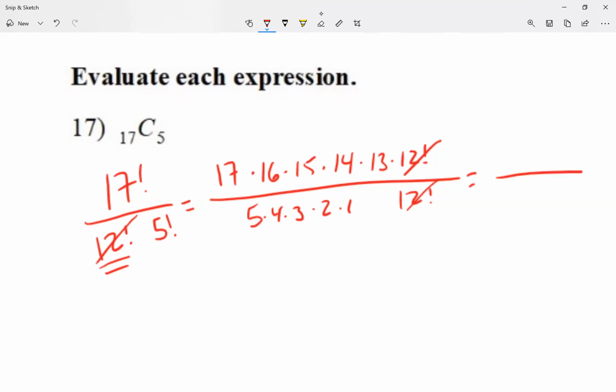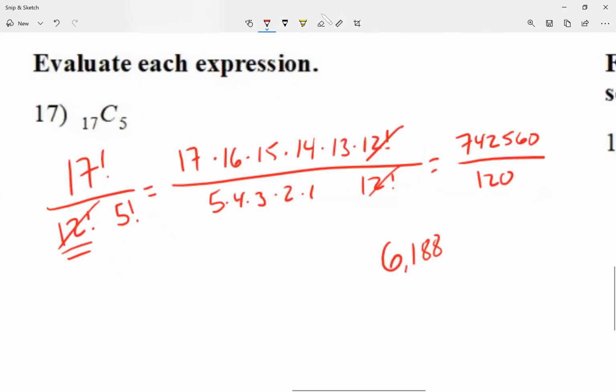Let me figure the number at the bottom first. 5 factorial is 120. Now let me figure the number on the top: 17 times 16 times 15 times 14 times 13. And that is 742,560, divided by 120, and my answer gives me 6,188.